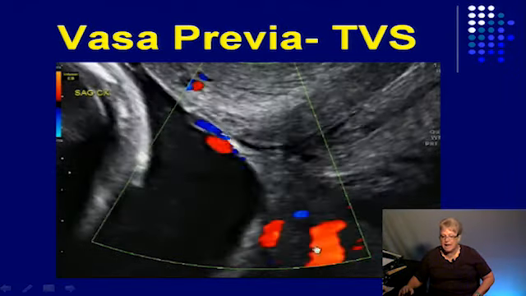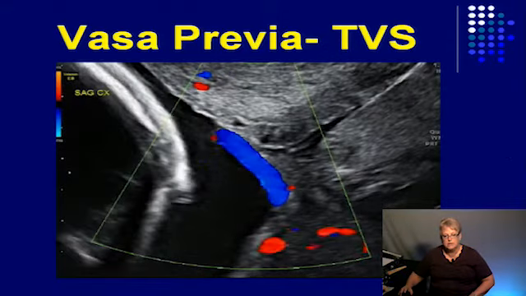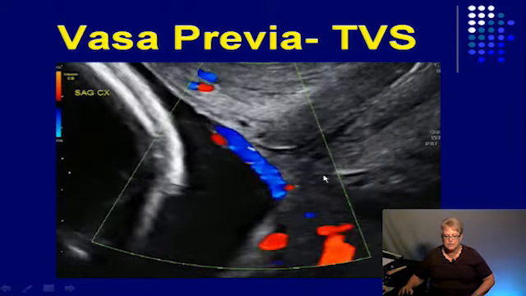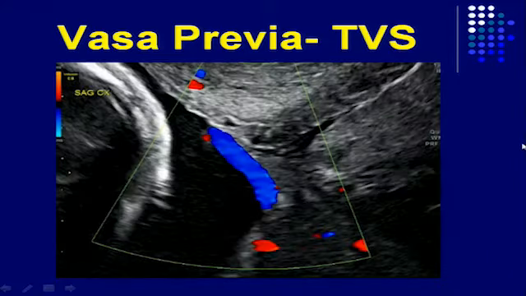And this is a lady who had just a low-lying placenta. She came back for her scan, let's make sure that the placenta's out of the way. Well, the placenta's out of the way, but look, here's her endocervix. And look at these vessels crossing there.